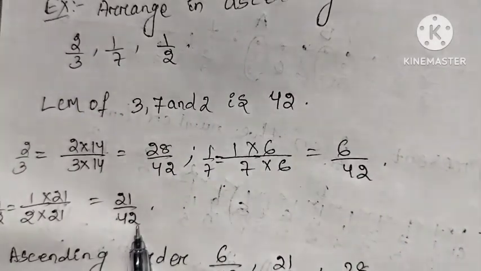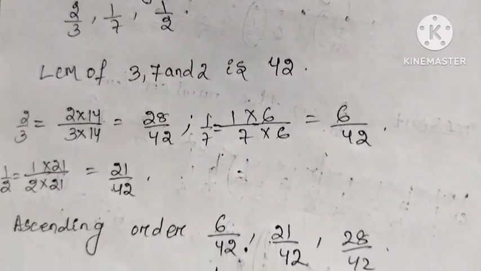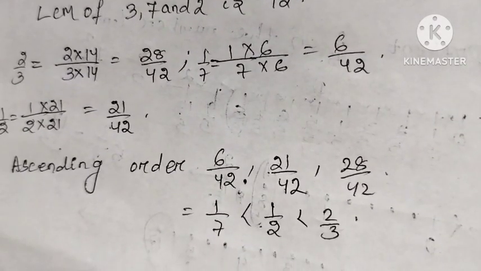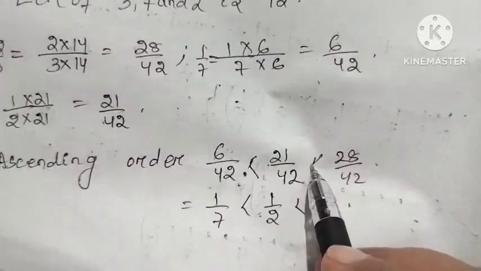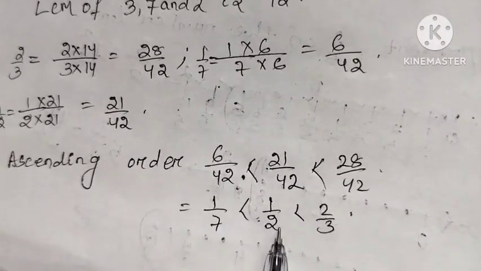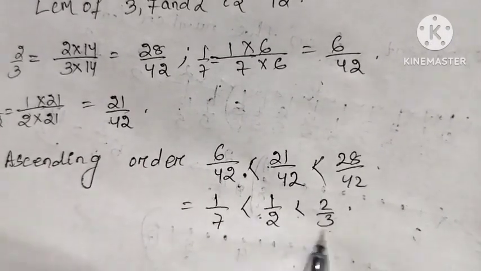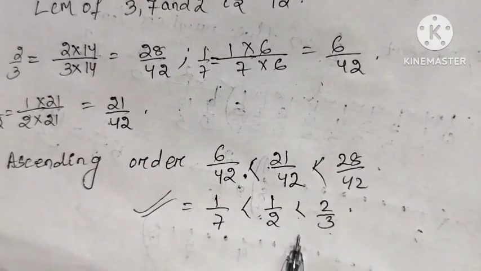21 by 42. Then ascending order: 6 by 42, 21 by 42, then 28 by 42. 6 by 42 is less than 21 by 42 is less than 28 by 42. 1 by 7 is less than 1 by 2 is less than 2 by 3. This is what? Smaller to bigger, ascending order.